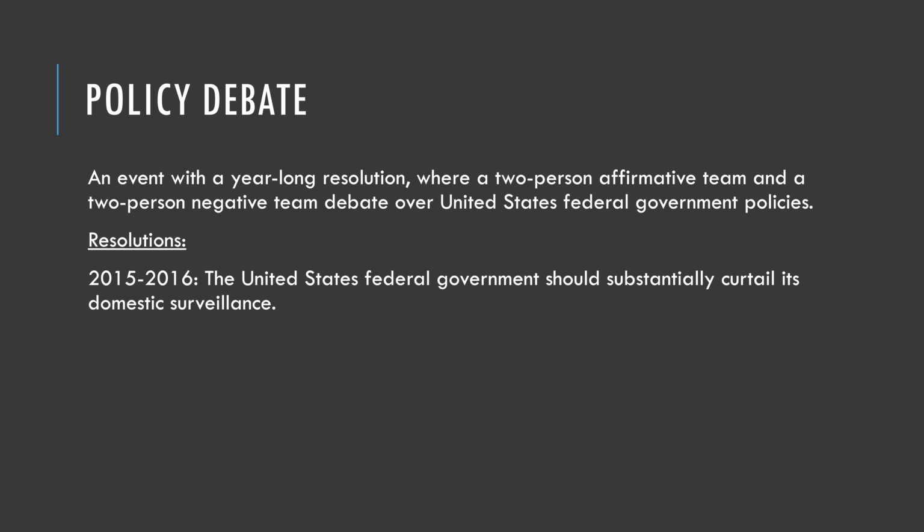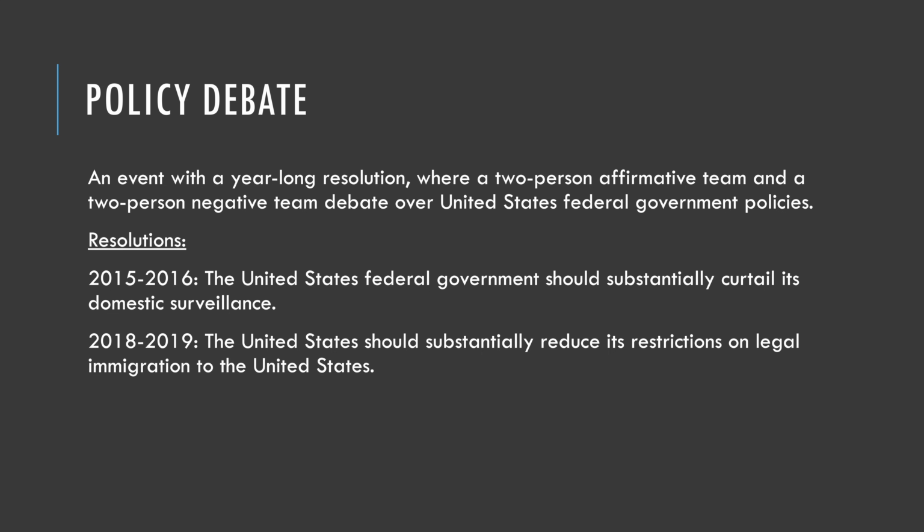2015 to 2016, you can see here the United States federal government should substantially curtail its domestic surveillance. Under this resolution, there would have been lots of different forms of surveillance that would have been discussed. 2018 to 2019, the United States should substantially reduce its restrictions on legal immigration to the United States. So notice that these are broad resolutions. There are tons of forms of immigration. There are asylum seekers, there are refugees, there are high-skilled immigrants, there are agricultural workers. There are all different types of immigration that could be discussed and were discussed under that resolution.